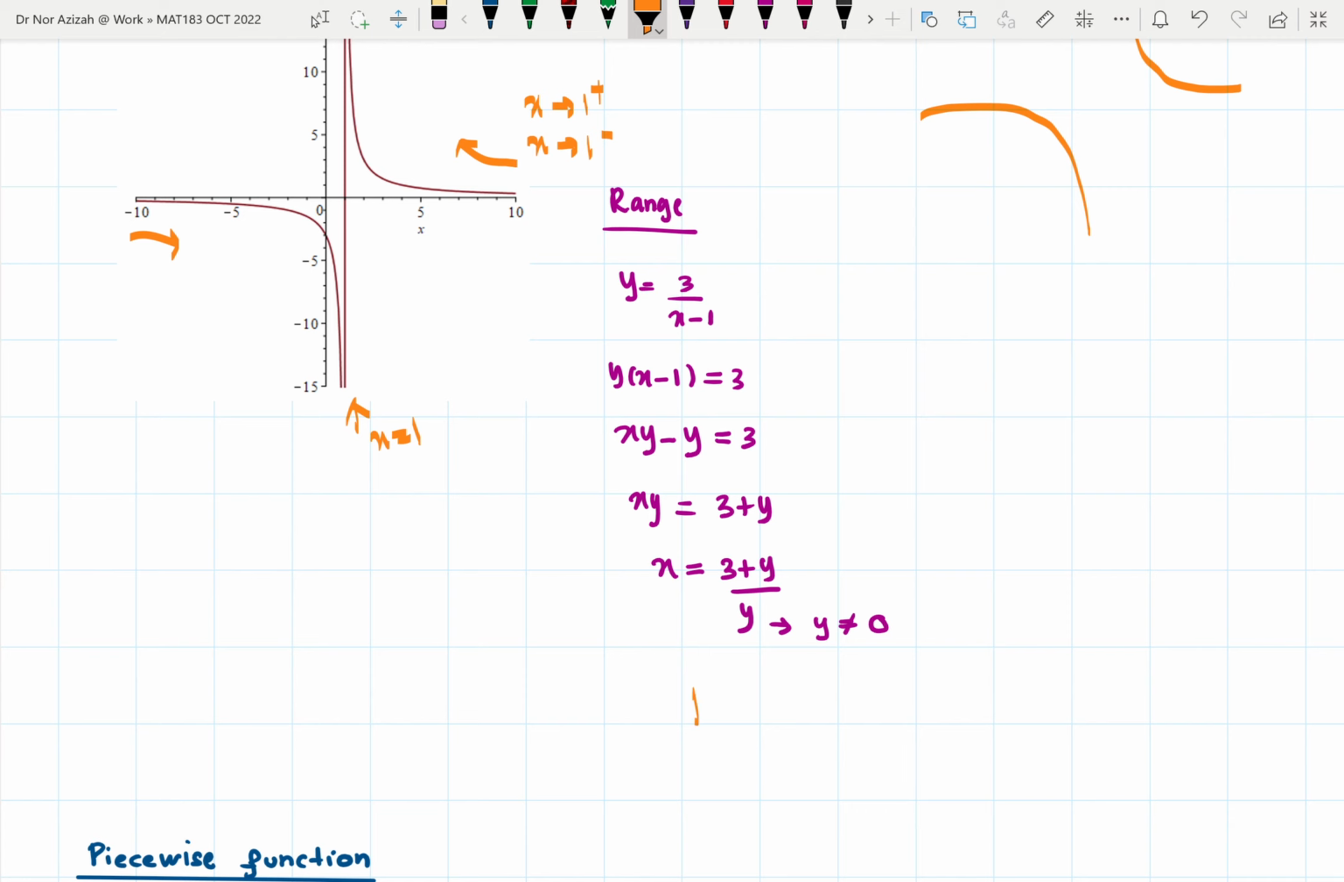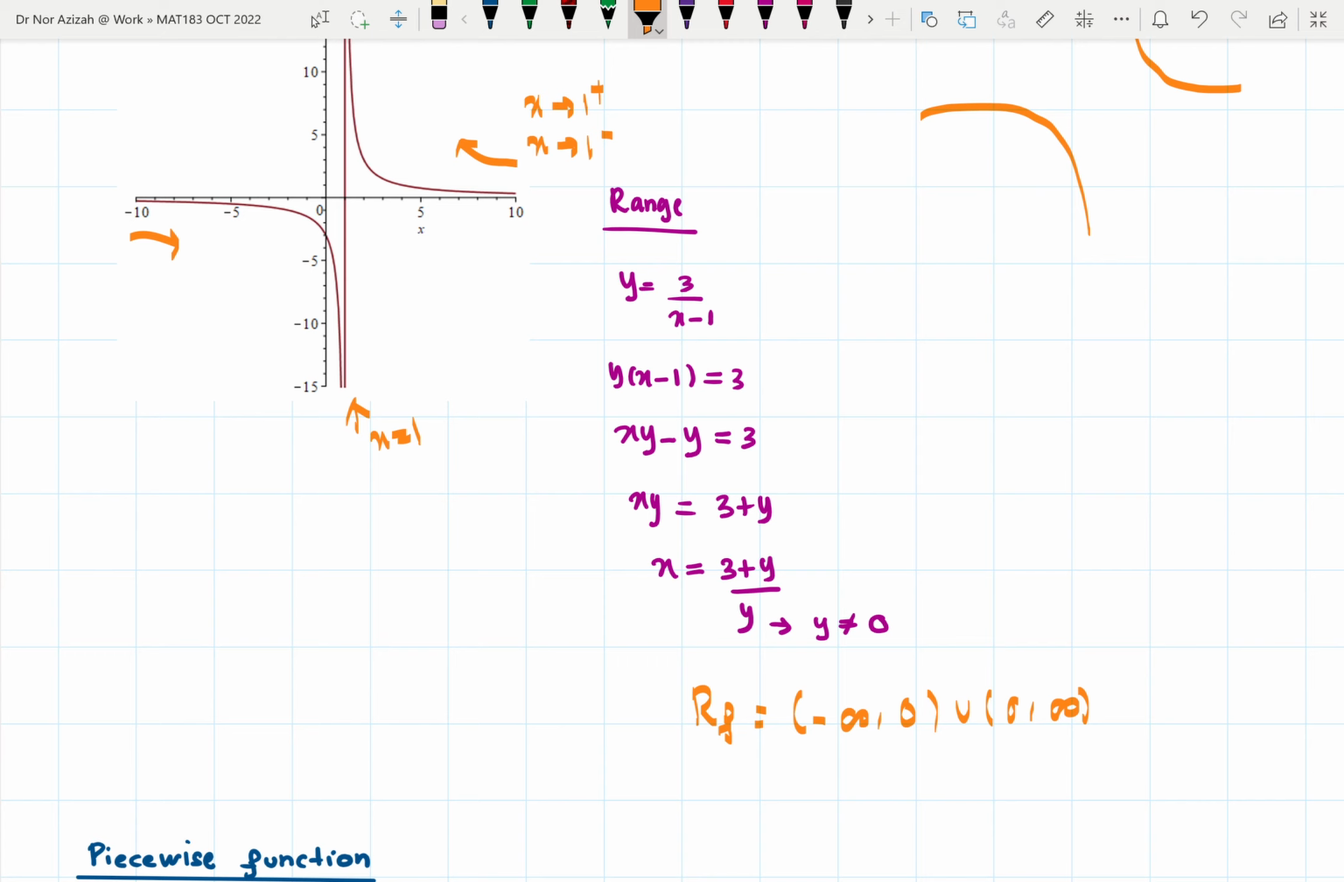So the range is negative infinity until 0, and then union 0 until infinity. That's the range of the function.